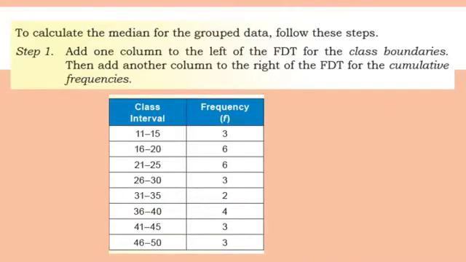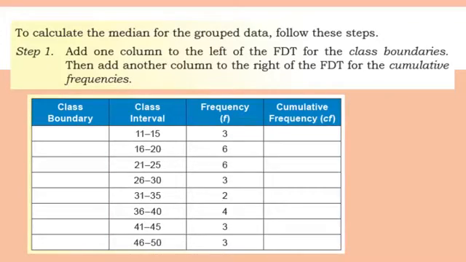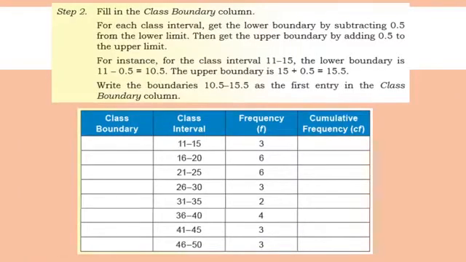Step number 1, you add one column to the left of the FDT for the class boundaries, and then another column for the cumulative frequency, just like what we did with the median. Add a column for the class boundaries, add a column for the CF. Next, step number 2, fill in the class boundaries. You already know this. You will be subtracting 0.5 from these numbers. That's the lower boundary. Add 0.5 to these numbers to get the upper boundary.